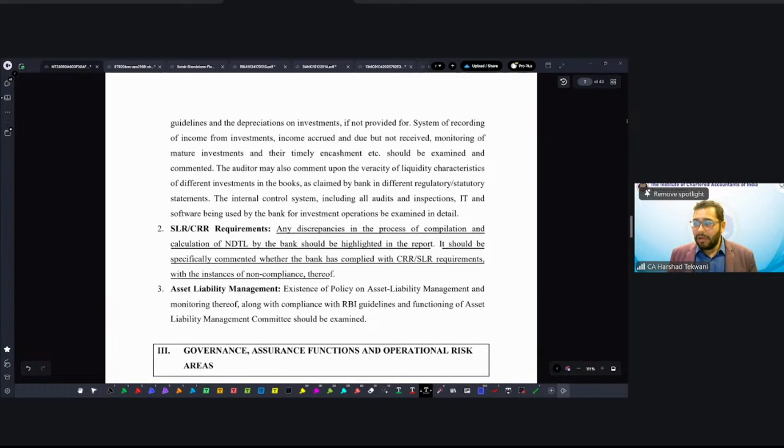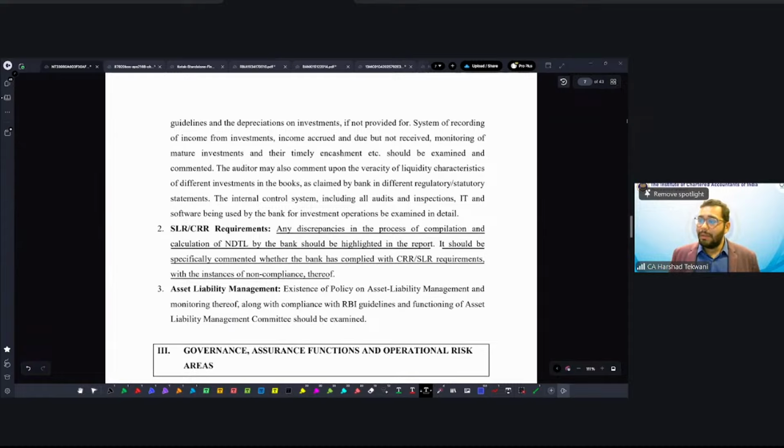Now, this particular requirement, when I talk about CRR or SLR, is also required to be at the branch level. Each and every branch submits the calculation of the DTL to the head office, and then head office consolidates that, and on the basis of the consolidated position, these requirements are calculated. How much CRR is there and how much it is not there. So, as a statutory central auditor, basically you have to rely upon the details which are submitted by the branch.